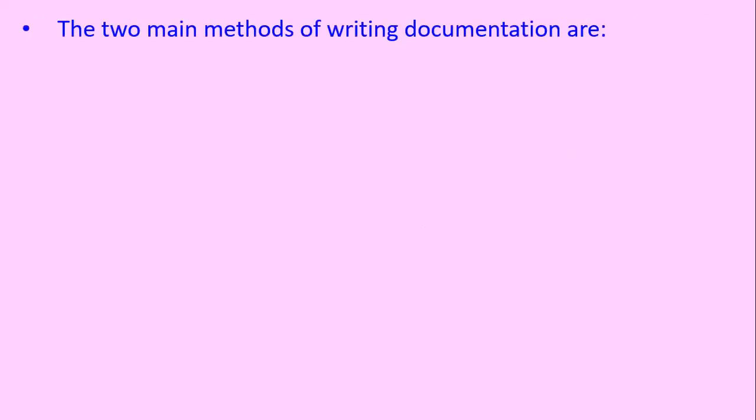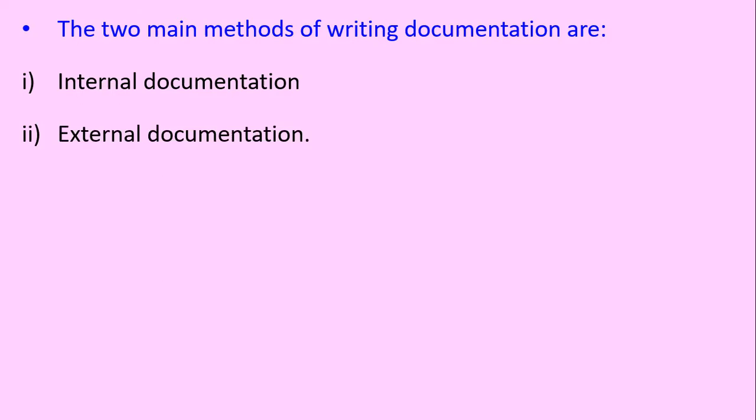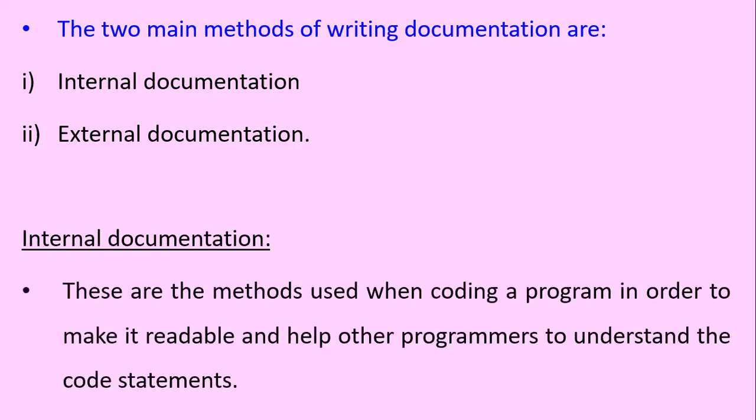Generally, we have 2 main methods of writing documentation. These are internal documentation and external documentation. When we are referring to internal documentation, we are referring to the methods that are used when coding a program in order to make it readable and help other programmers to understand the code statements.